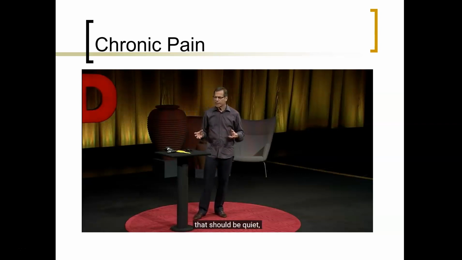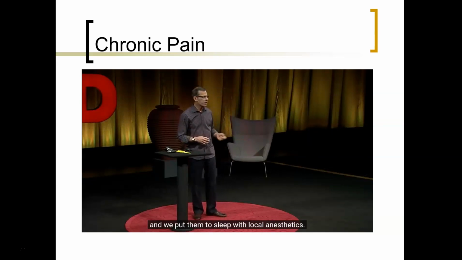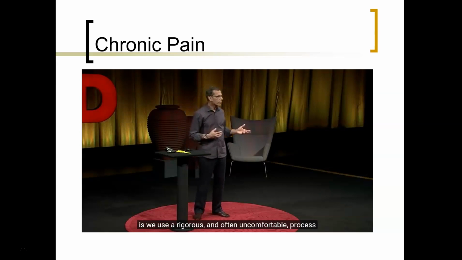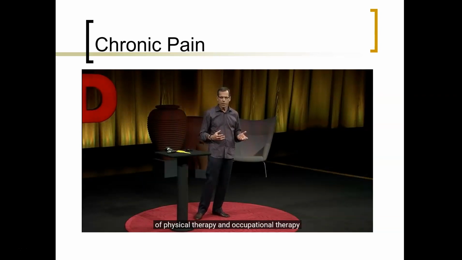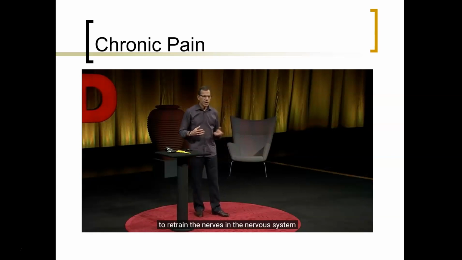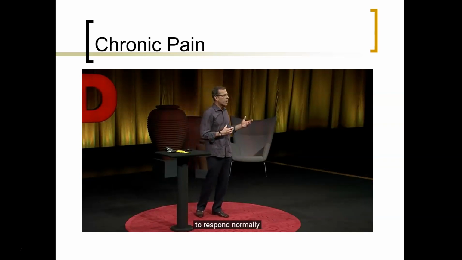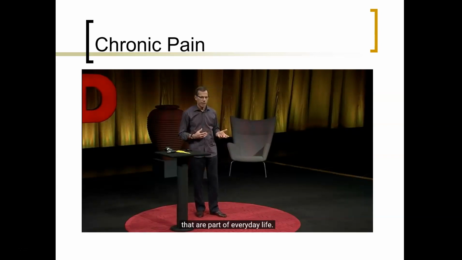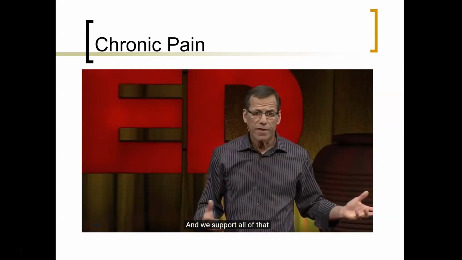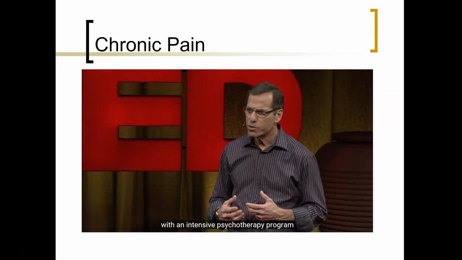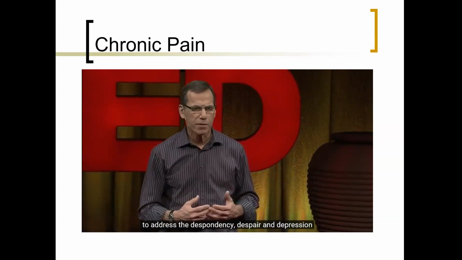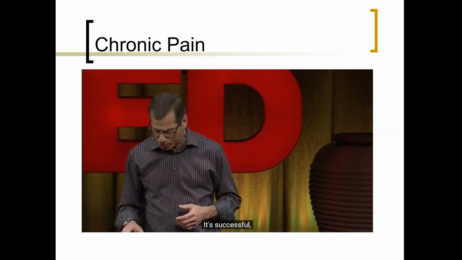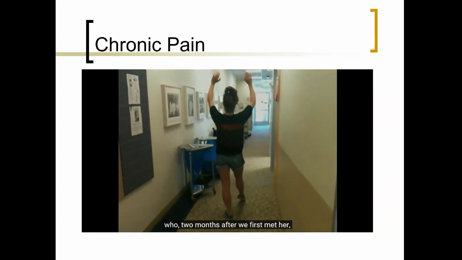We take nerves that are noisy and active, that should be quiet, and we put them to sleep with local anesthetics. And most importantly, what we do is we use a rigorous and often uncomfortable process of physical therapy and occupational therapy to retrain the nerves in the nervous system to respond normally to the activities and sensory experiences that are part of everyday life. And we support all of that with an intensive psychotherapy program to address the despondency, despair, and depression that always accompanies severe chronic pain.